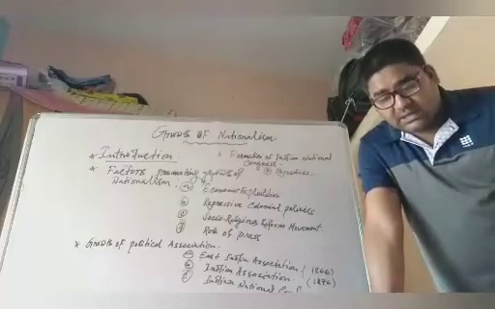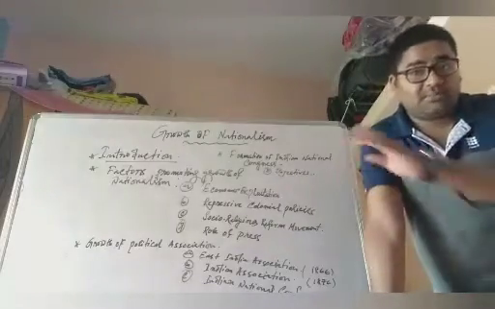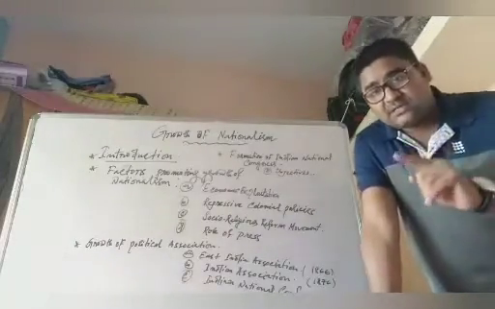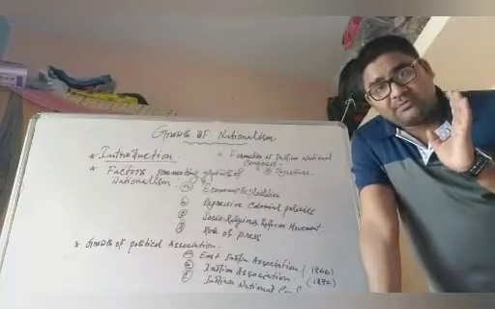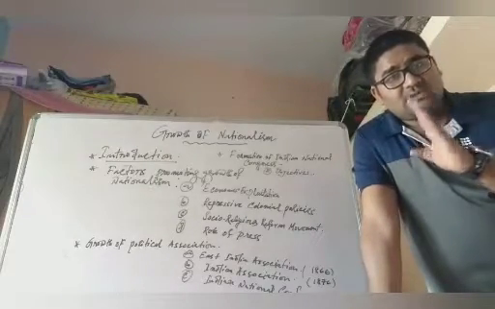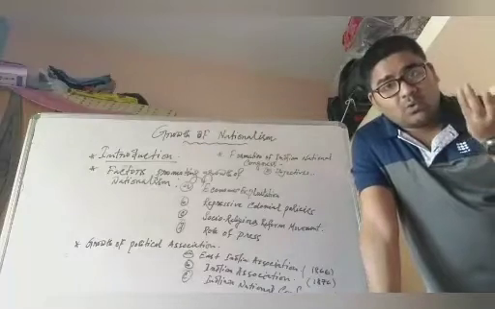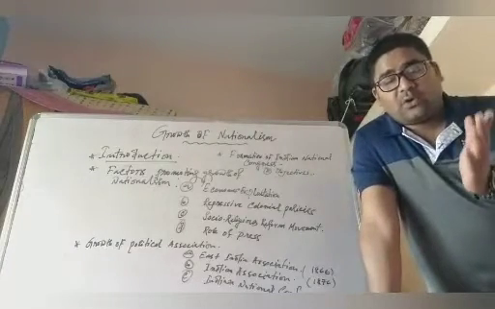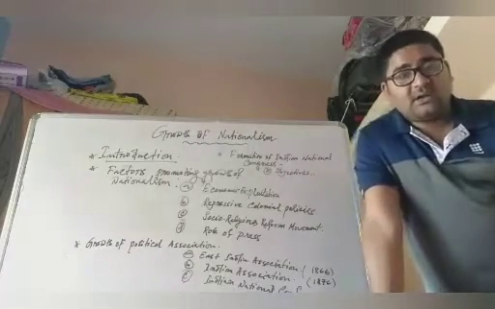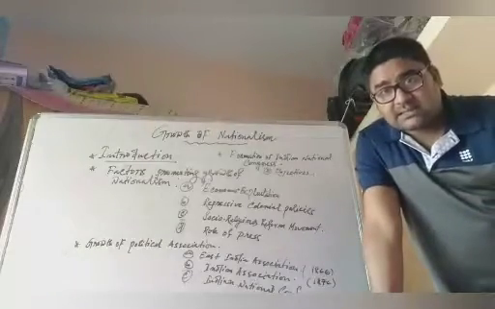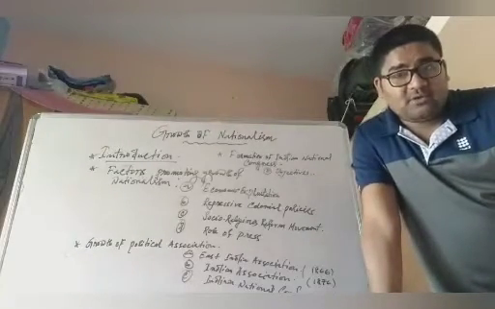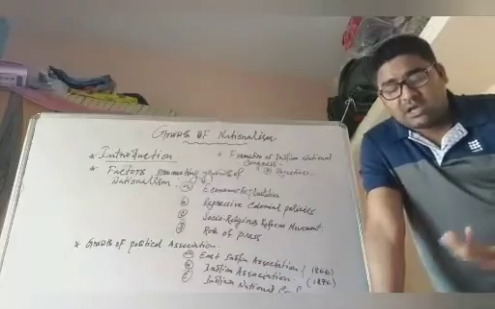Every year Congress held a session in different parts of the country. The first session was held in 1885 at Gokuldas Tejpal Sanskrit College, Mumbai, presided over by Womesh Chandra Banerjee. The second session was held in Kolkata in 1886, and that was presided over by Dadabhai Naoroji.